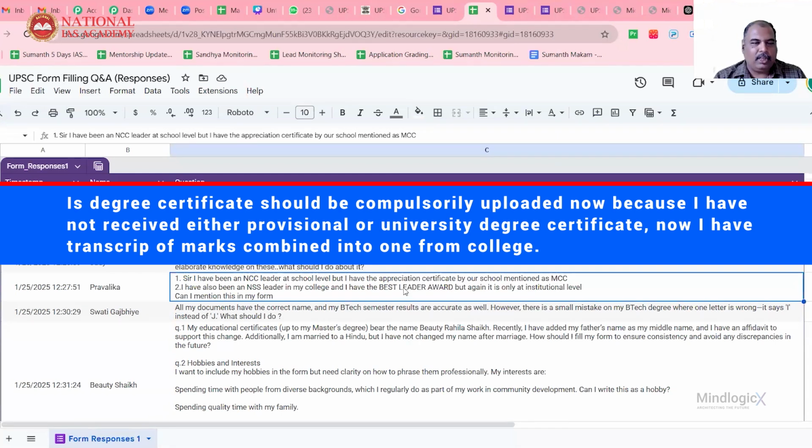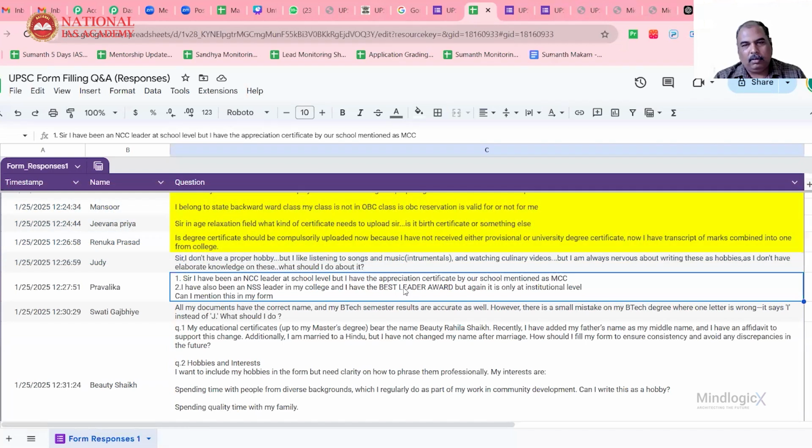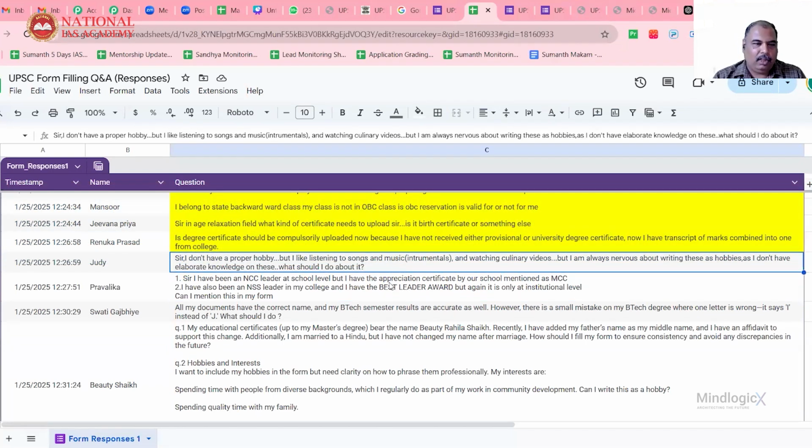UPSC will send a mail to you. At that time, you resend them the information and then you can do it. But definitely you need a degree certificate when you complete mains. No doubt about it. When you want to appear in mains, right? Before that, you need to have at least a provisional. And before the entire process completes after the interview, they will ask you to submit your degree certificate.